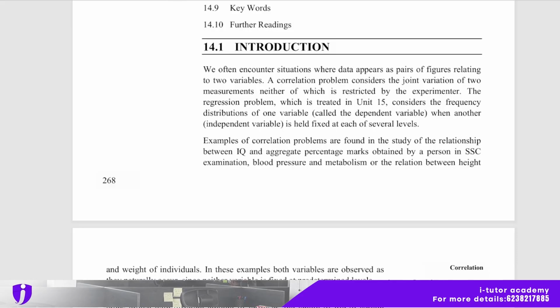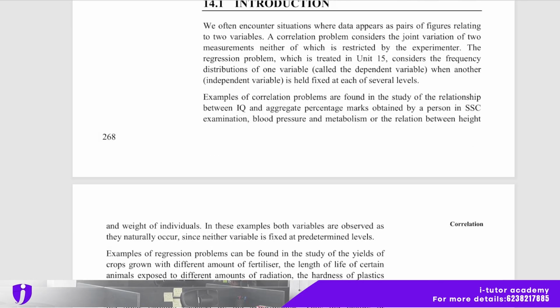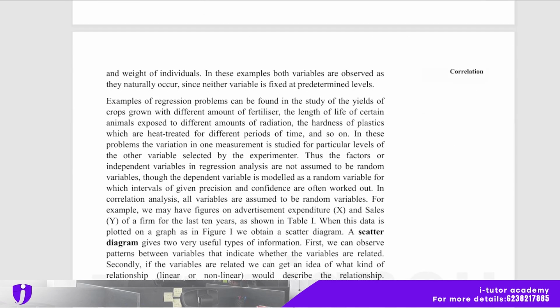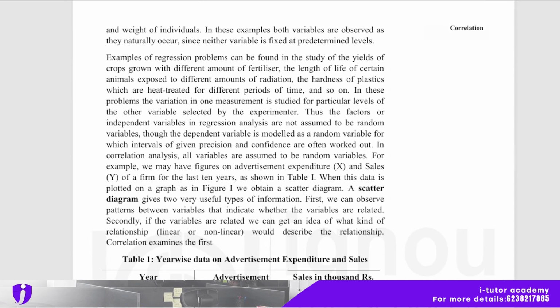Examples of correlation problems are found in the study of the relationship between IQ and aggregate percentage marks obtained by a person in SSC examination, blood pressure and metabolism, or the relation between height and weight of individuals. In these examples, both variables are observed as they naturally occur, since neither variable is fixed at predetermined levels.